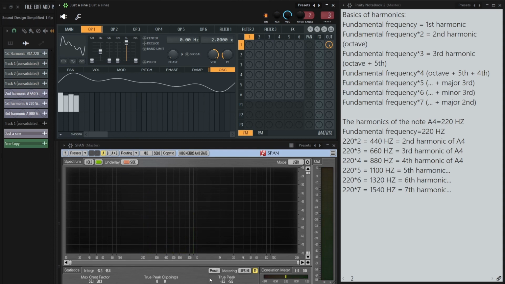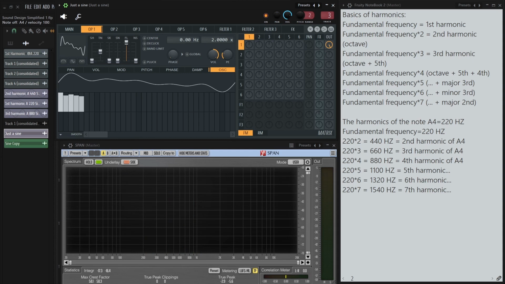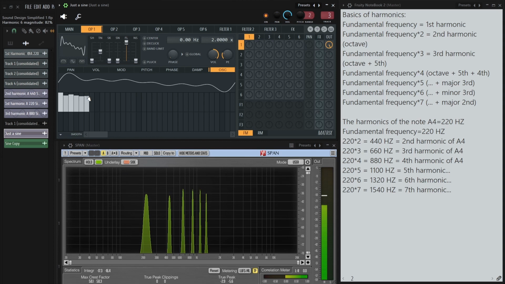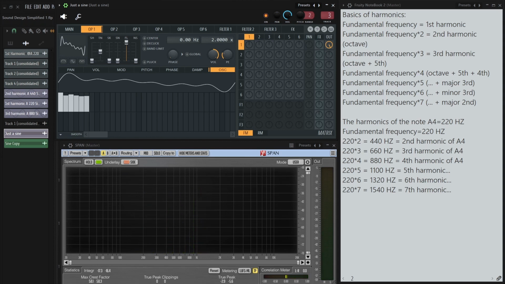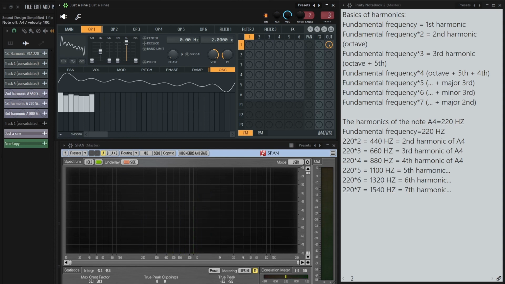There's our fourth harmonic, which is just a perfect fourth above our previous harmonic. There's our fifth harmonic, which is a major third above our previous harmonic. There's our sixth harmonic, which is a minor third above our previous harmonic. And there's our seventh harmonic, which is approximately a major second above our previous harmonic. And now we have a sound we can play with.